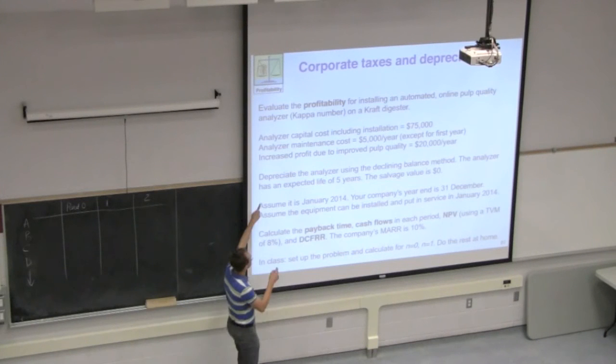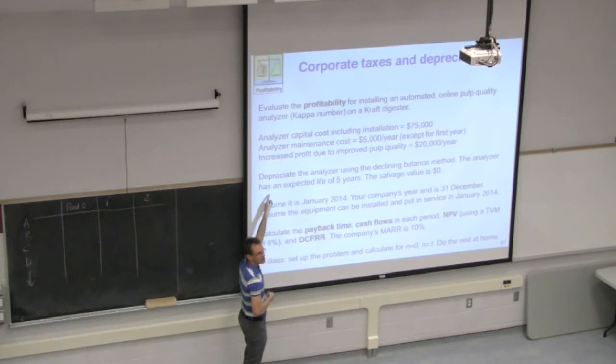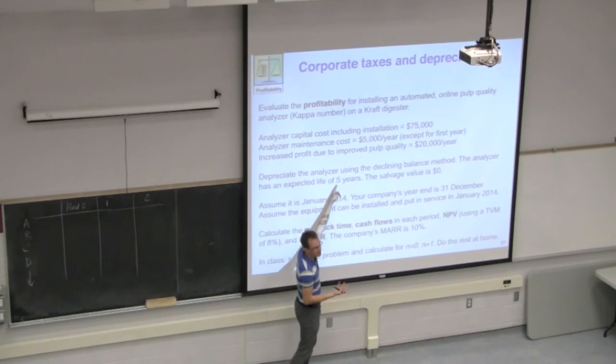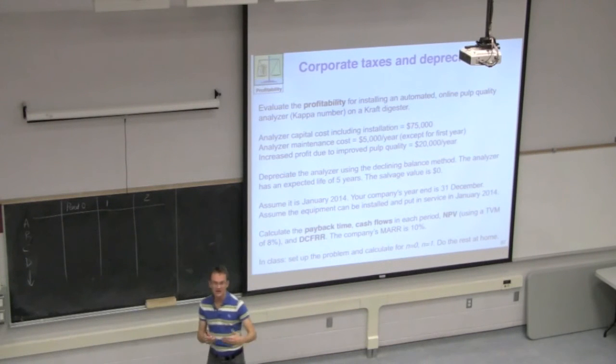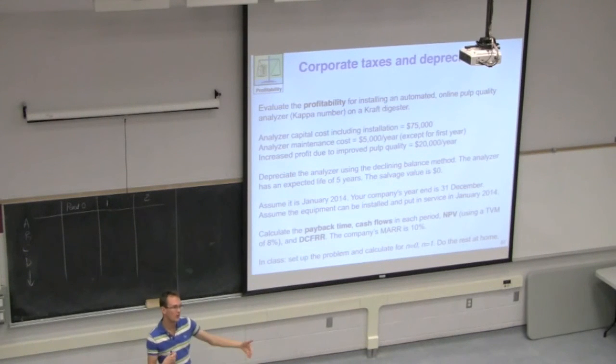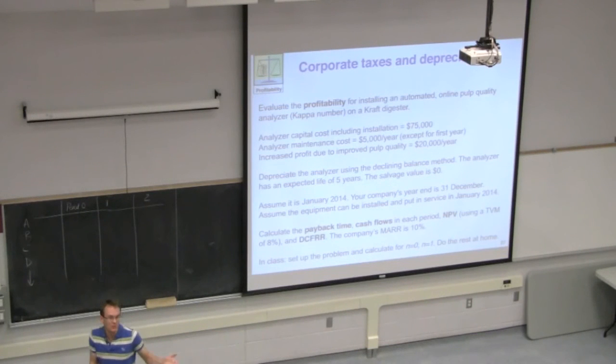Just at time zero, we don't know how long to go for. So we ask the manufacturer, well, how long do you think this analyzer will last? They say 5 years. So in our analysis of the project, we would only go up to 5 years. It doesn't make sense to go for a longer period of time because the equipment is expected to die or need to be replaced after 5 years.